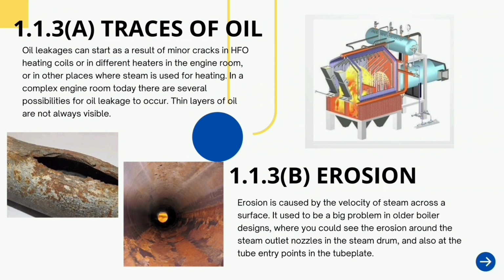B. Erosion. Erosion is caused by the velocity of steam across a surface. It used to be a big problem in older boiler design where you could see the erosion around the steam outlet nozzle in the steam drum and also at the tube entry point in the tube plate.